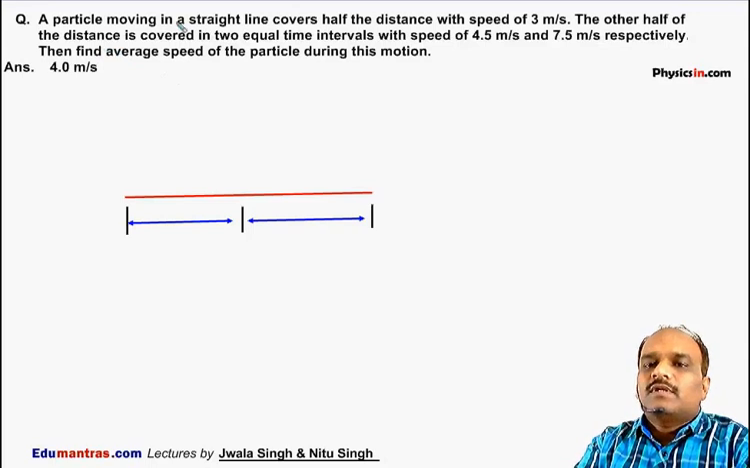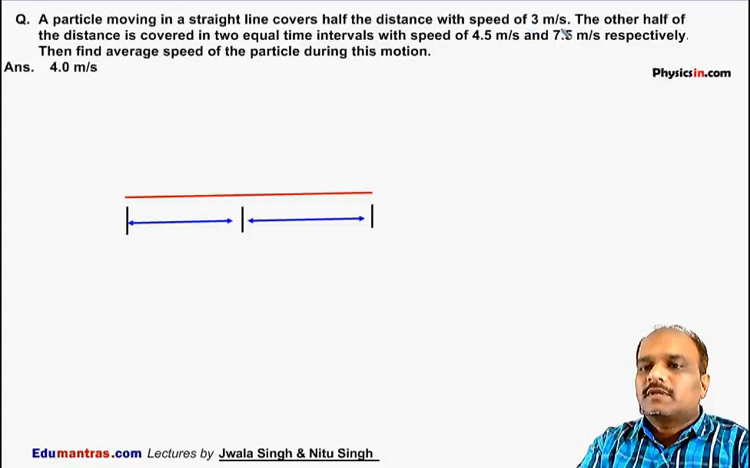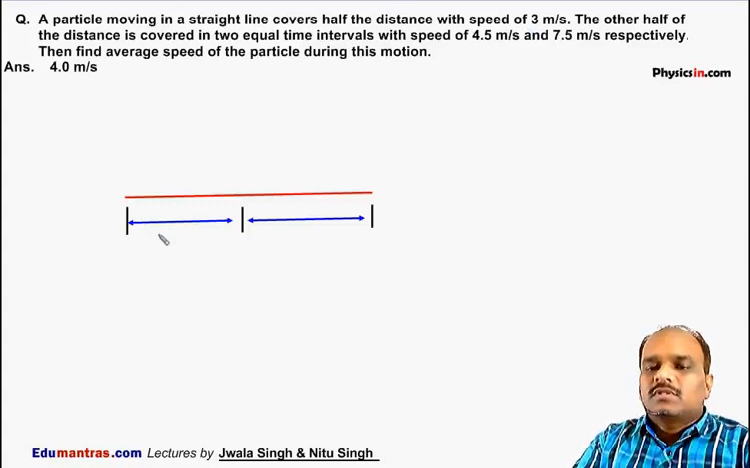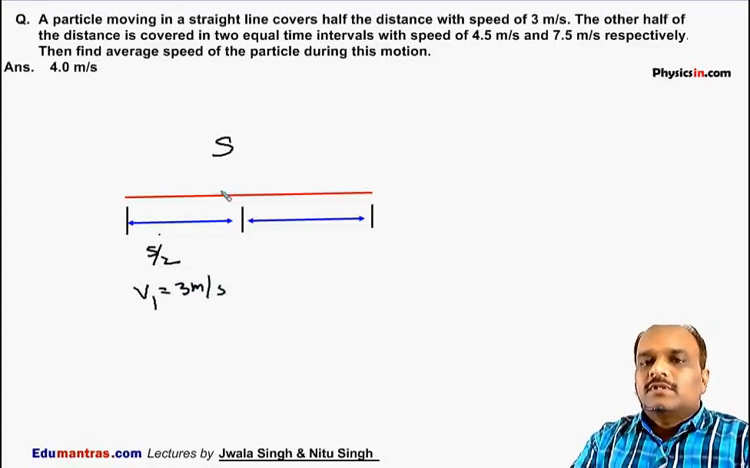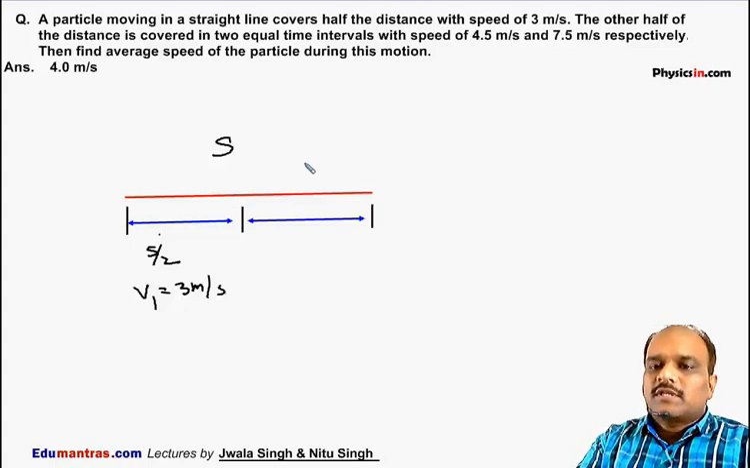A particle moving in a straight line covers half the distance with a speed of 3 meter per second. Let the total distance be S. Half the distance means S by 2. It covers this with speed V1, which is equal to 3 meter per second. Let this time be T1.